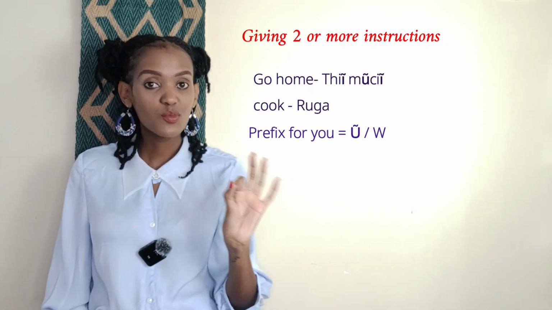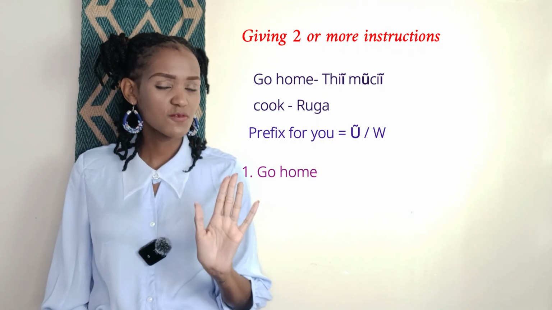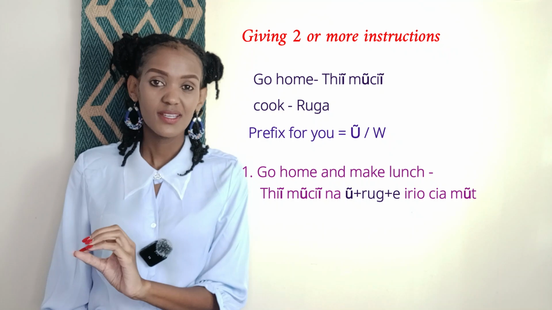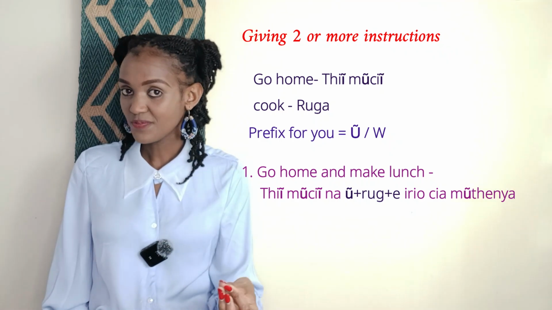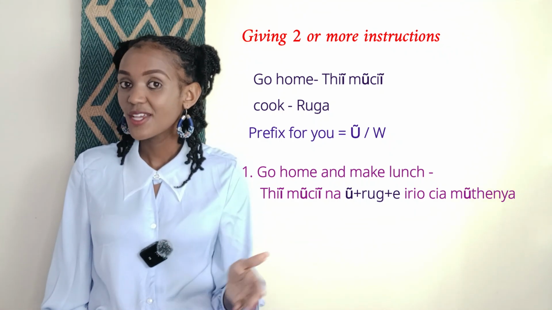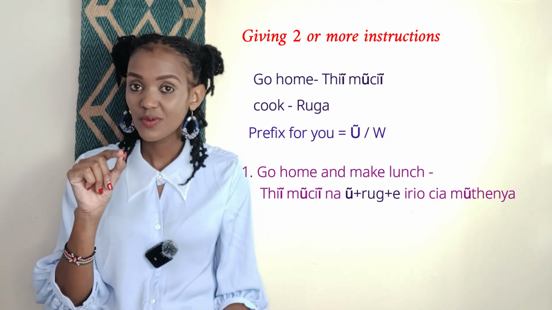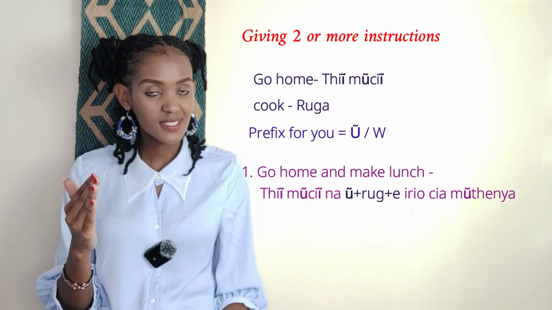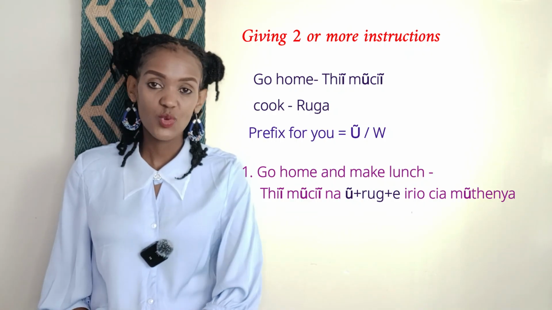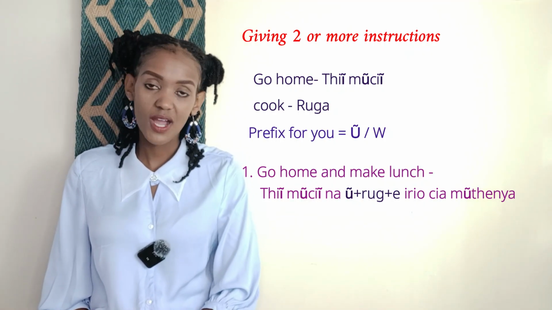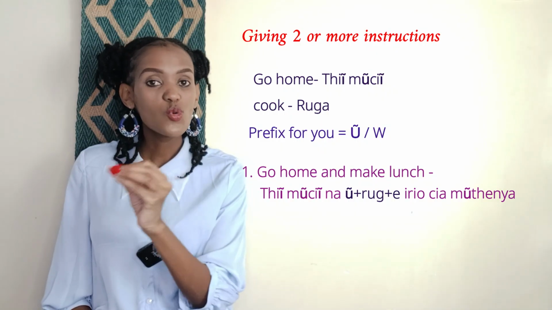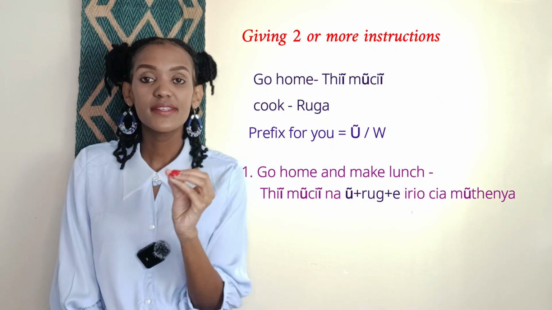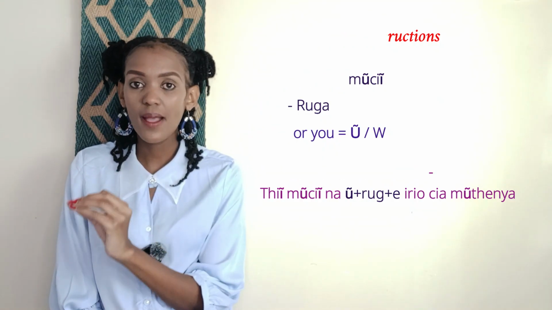So I say dhie mosie, the first verb won't change. The first instruction will not change. But the second one, which is now kuruga, right? The second one is ruga. So we use the prefix o, then the verb as it is, but in the end, we add e instead of a. Dhie mosie oruge irio cia muthenya. Dhie mosie na oruge irio cia muthenya.